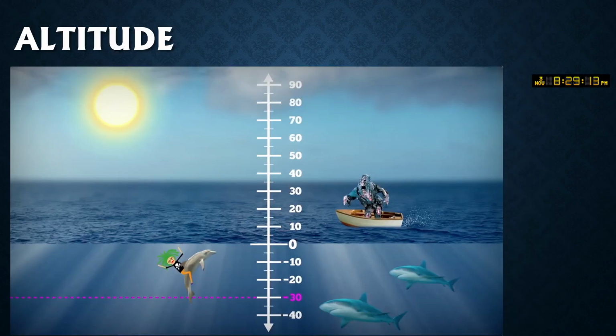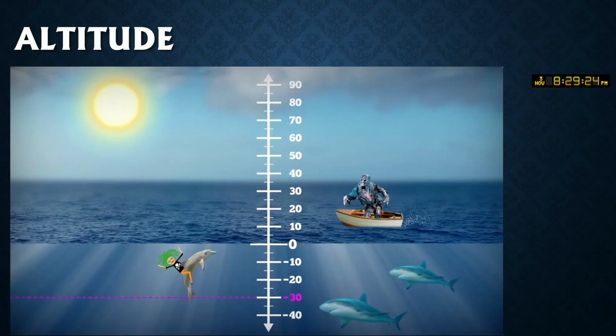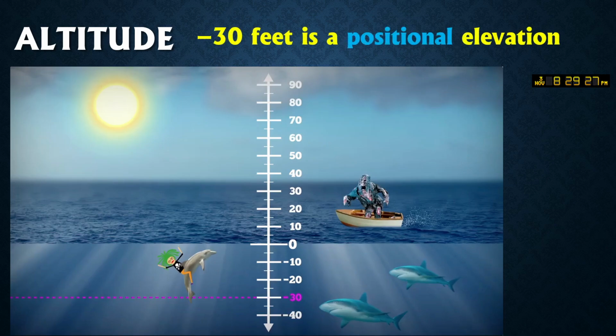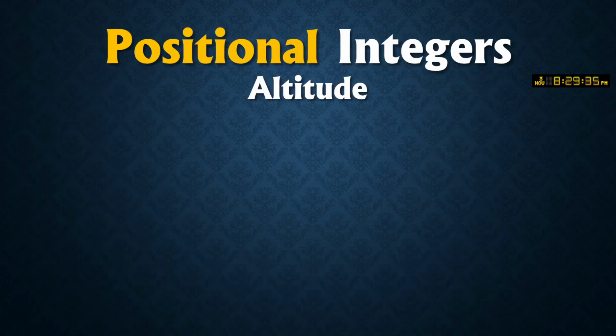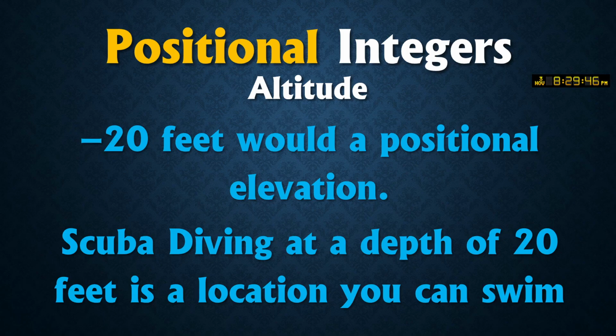So of course, we have altitude, as we mentioned already. So if we needed to find 60 feet above the water, that would be this position right here. And if we needed to find 30 feet below the water, which is minus 30, that would, of course, be the position right here. Now, if someone asked you what minus 20 feet would be, of course, you would know that that's going to be below the water. So someone who's scuba diving at a depth of 20 feet is at a location 20 feet below the surface of the water.